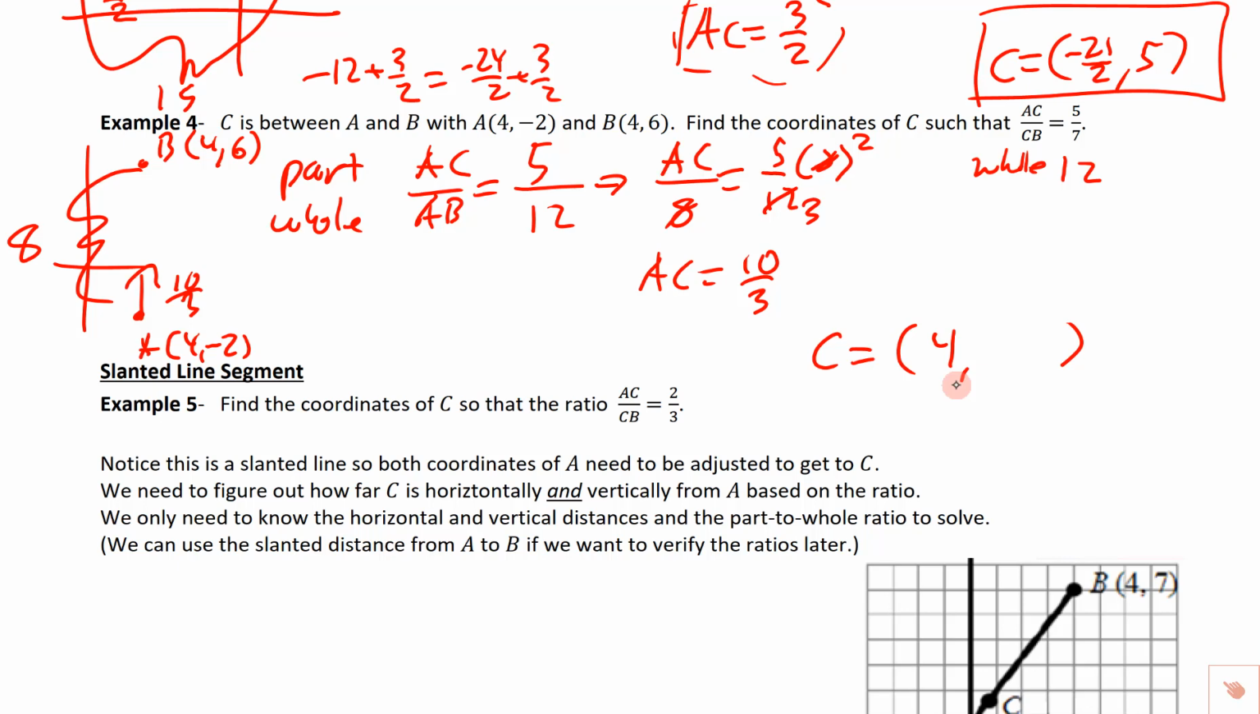-2 plus 10/3. There we go. We're going to start at -2, which is right here, and we're going to go up 10/3. So this is -2 plus 10/3, and we're going to make ourselves work on the fractions here. So this would be -6/3 plus 10/3. So altogether we get 4/3. Is that right? Correct. So 4 comma 4/3. That's where it ends up.